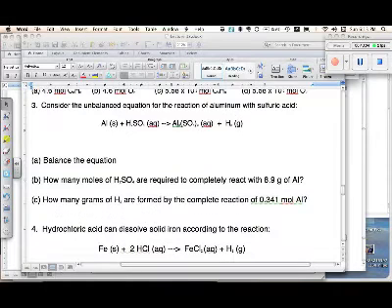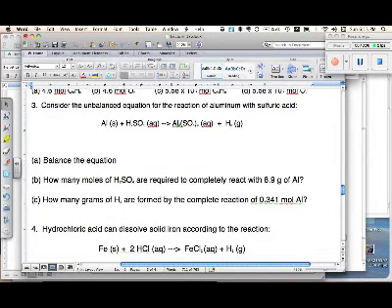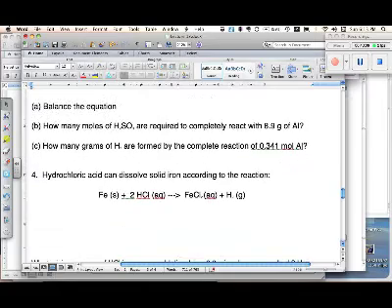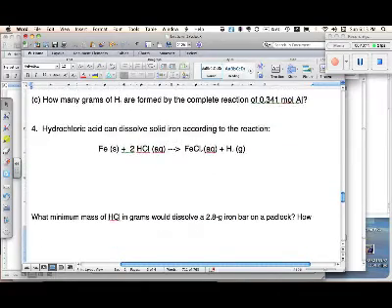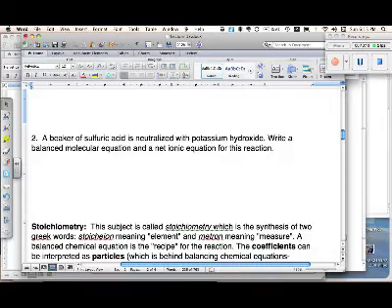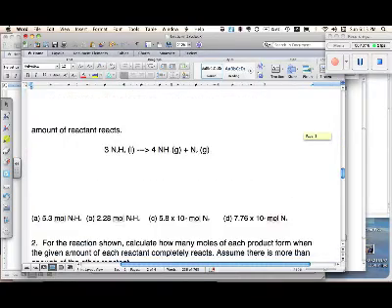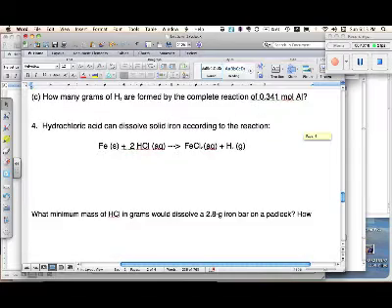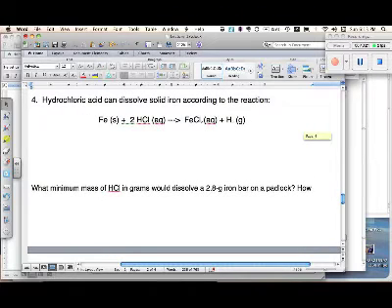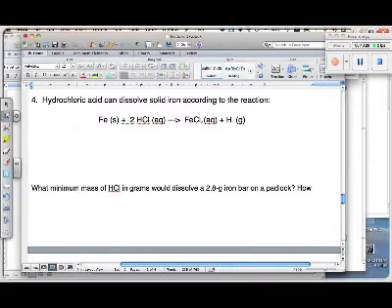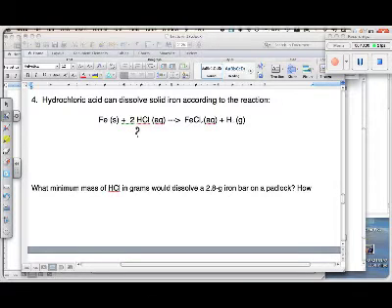Okay, scrolling to our last problem here, and it's a multi-step problem. All right, so I've got an equation here. Is it balanced? Looks like it is. What minimum mass of hydrochloric acid in grams would dissolve a 2.8 gram iron bar on a padlock?